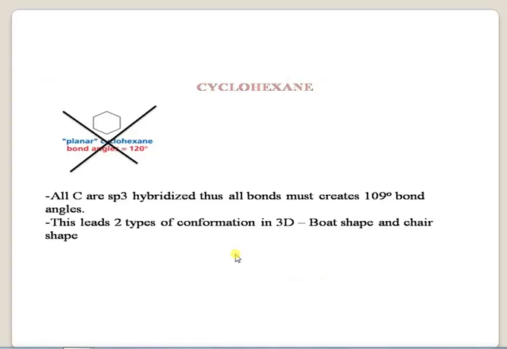Cyclohexane conformation. After completion of this presentation, you will be able to explain different types of conformations of cyclohexane. First of all, cyclohexane is a 6-membered saturated ring system, and all carbons are sp3 hybridized. All these bonds must create a 109.5 degree bond angle. This leads to two types of conformations in 3D, that is boat shape and chair shape.